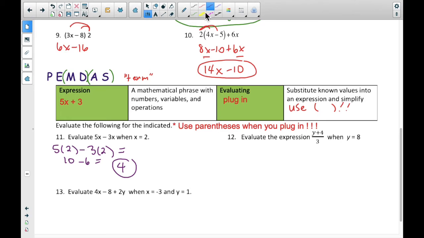This next one is a little bit different because it has a fraction. That's okay. Let me tell you a little bit about fractions. First of all, we're going to plug that 8 in for the y. I'm going to do it in parentheses so I don't mess it up. So I'm going to plug in that 8. Again, if you have a calculator that can do this all at once, go ahead and do it all at once. That's fine. If you don't, though, you have to follow PEMDAS.